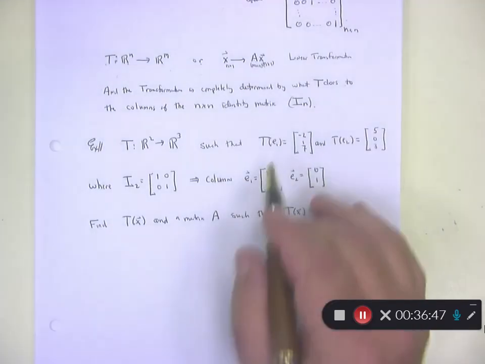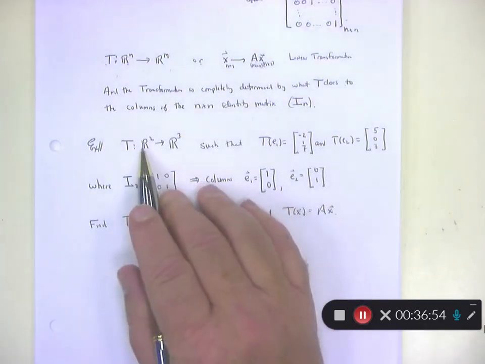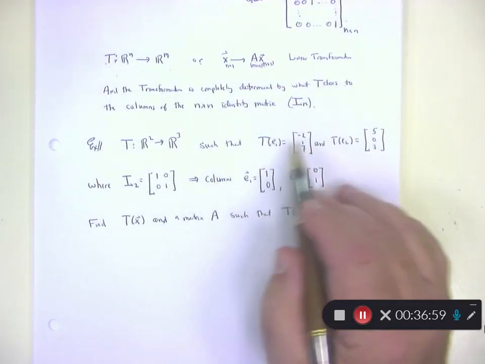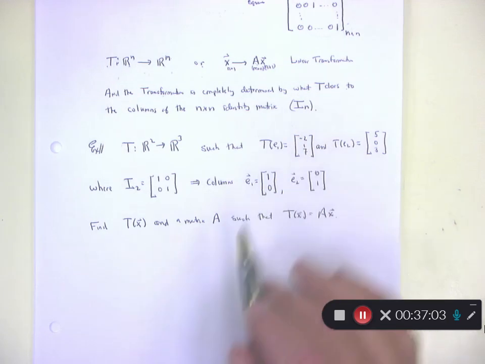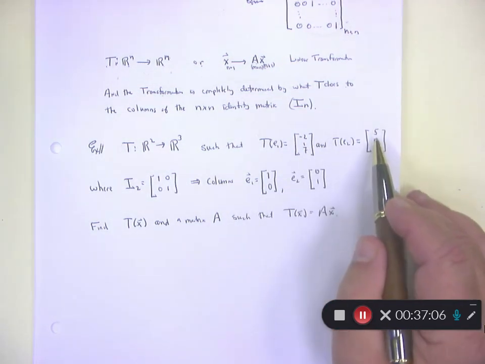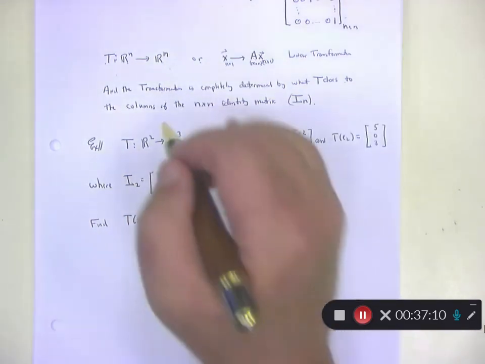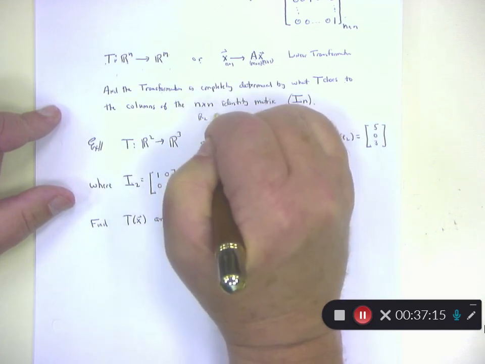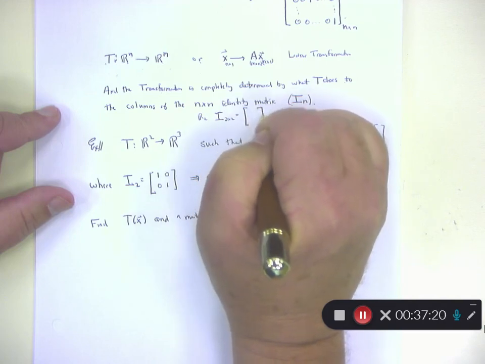Here's the deal. Now don't think too deep, but there's a pattern I'm going after here. T goes from R2 to R3 such that E1 goes to the vector negative 2, 1, 7, and E2 goes to 5, 0, 3. Now, we're talking about R2. What is the identity matrix in R2? The identity matrix would be I of 2 by 2. What would the identity matrix of a 2 by 2 matrix look like?